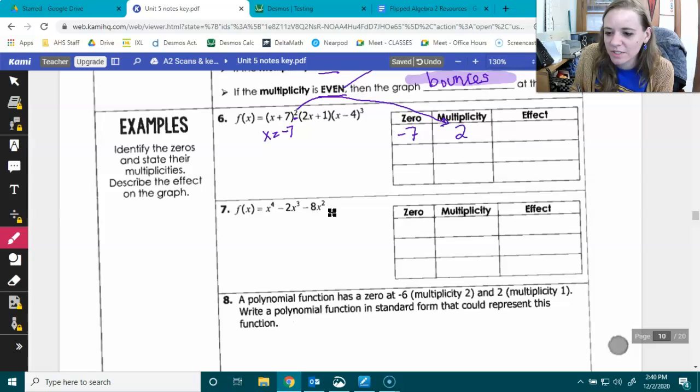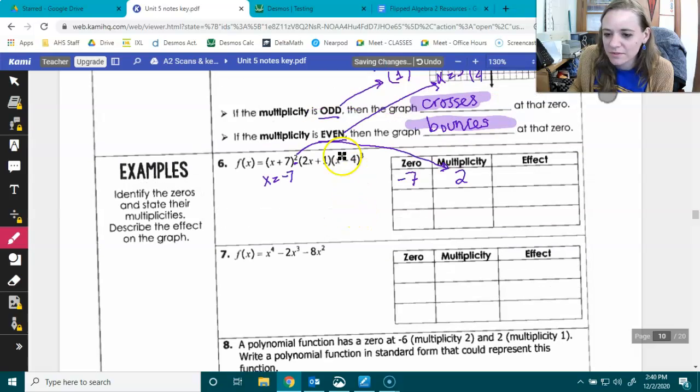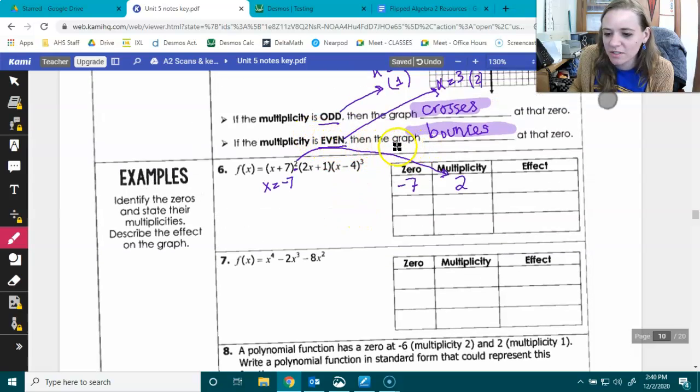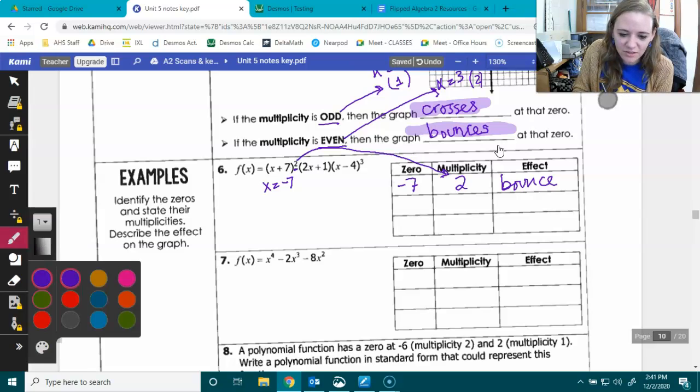What's the effect when it's even? Well, we just went over that. When it's even, it's going to bounce at that number. It's not going to cross through it. It's going to bounce. So see, I can tell, again, a lot about my graph without even graphing it. Pretty cool, huh?